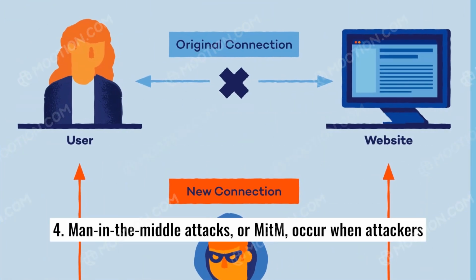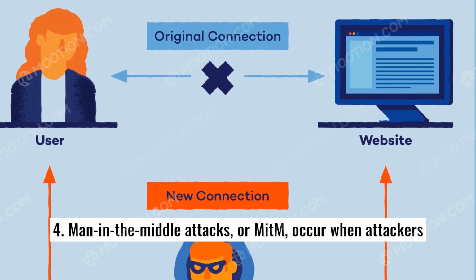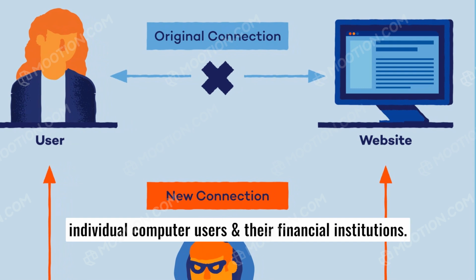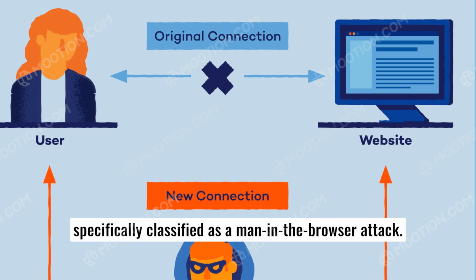4. Man-in-the-middle attacks, or MITM, occur when attackers secretly insert themselves between two parties, such as individual computer users and their financial institutions. Depending on the attack details, this type of attack can be more specifically classified as a man-in-the-browser attack.